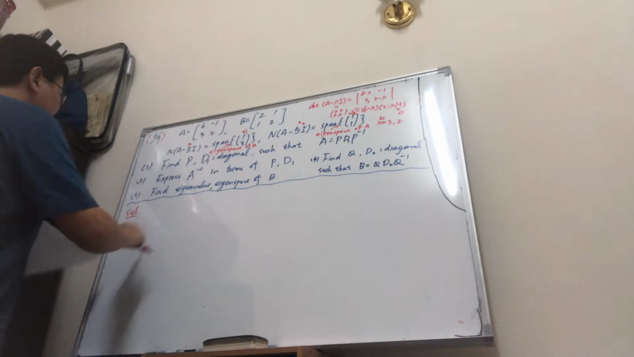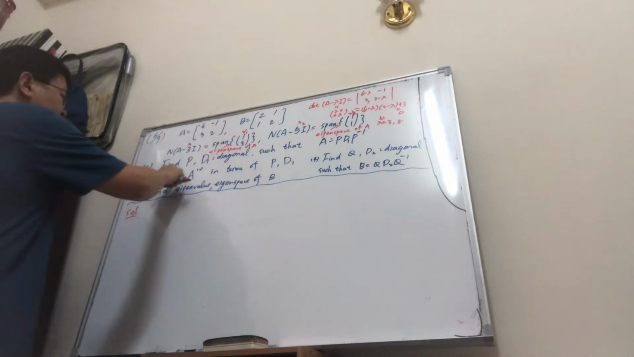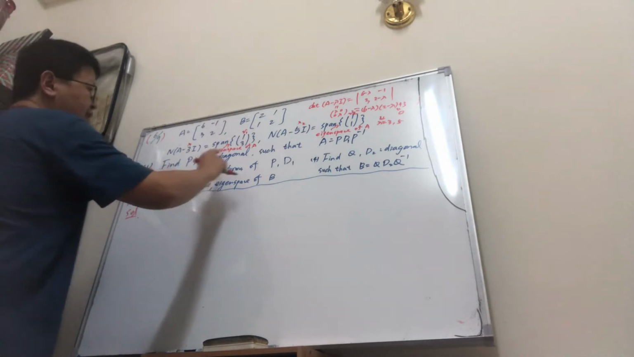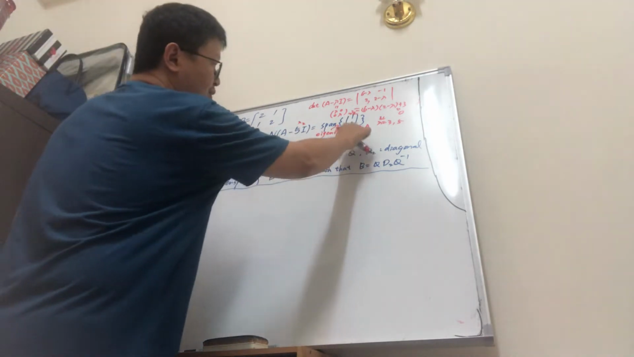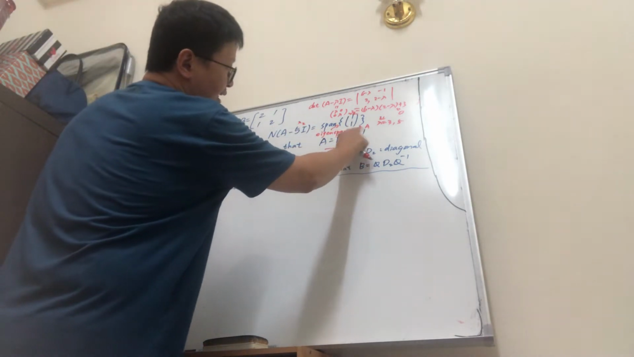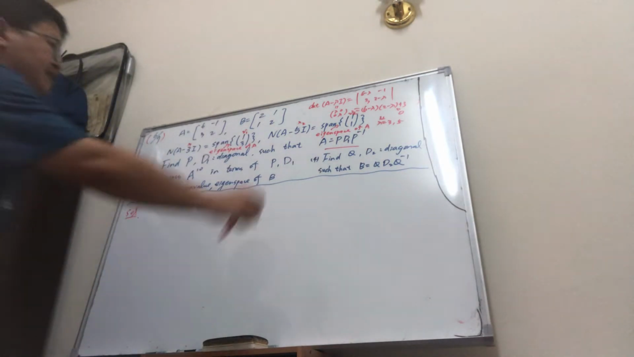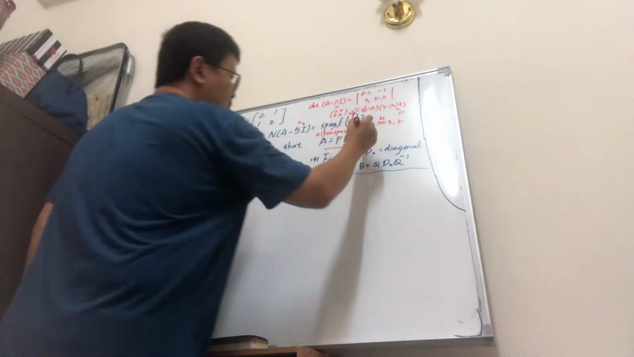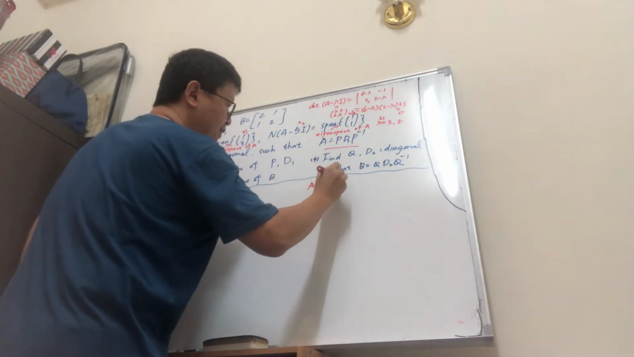Okay, so now let's see. We have several questions. First one, we want to find a matrix P and a diagonal matrix D1 such that A is of the form, and in this form P is invertible. So the matrix P is invertible such that A is of the form A equals P D1 P inverse.